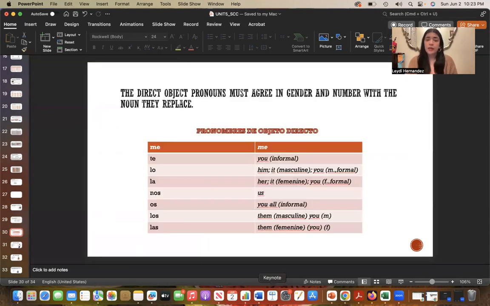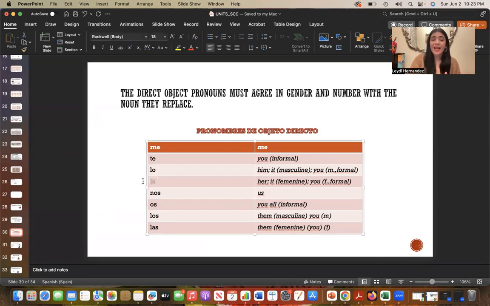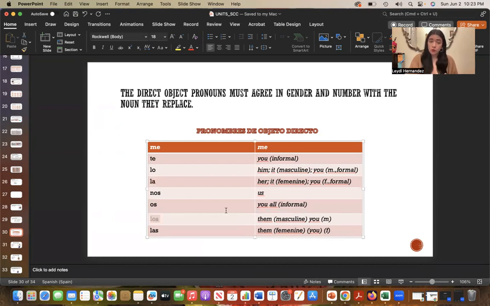These right here are my direct object pronouns. We have a lot, but we're gonna focus only on four, which is lo, and we use lo if the noun that we are going to be replacing is masculine singular. We have la. We're gonna use this when the noun that we are replacing is feminine singular. We have los. We're gonna use los when the noun that we are replacing is masculine plural. And las if my noun is feminine plural.